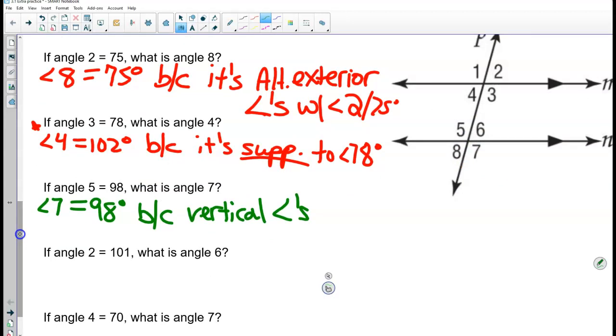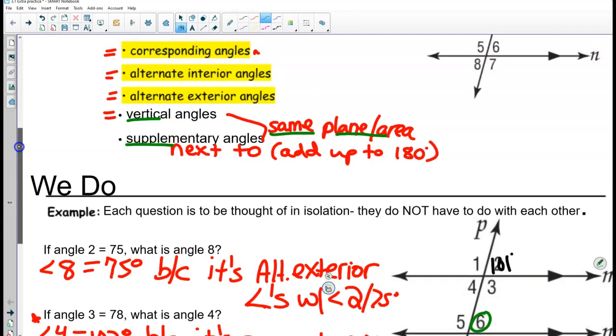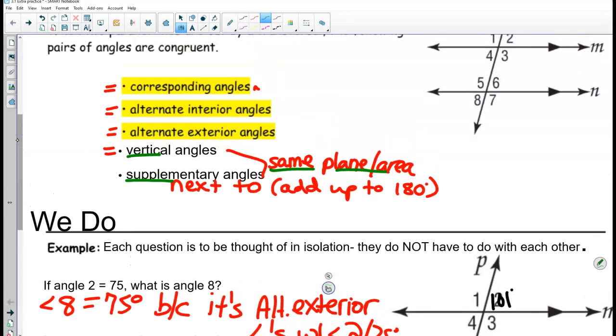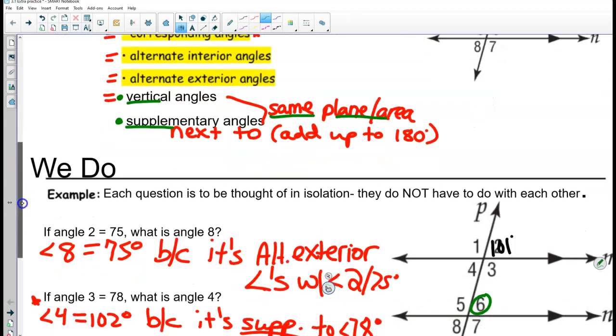All right, so if we looked at angle 2 and it was 101, it wants to know what is angle 6. So right away, I'm not on the same plane. I'm hopping to the other one. So I know it's not on the same plane. I can't use vertical and I can't use supplementary. Those ones have to be on the same plane. So I either have corresponding, alternate interior, or alternate exterior.